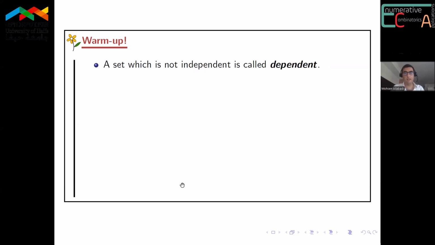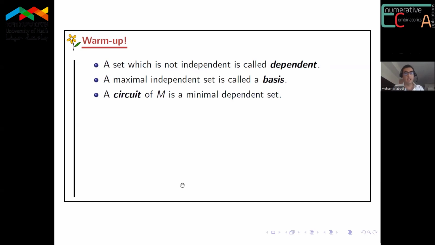And a couple of other terminologies. A set which is not independent is called dependent, and a maximal independent set is called a basis. Also, it is proved in matroid theory that two bases will have the same cardinality. And a circuit is a minimal dependent set.